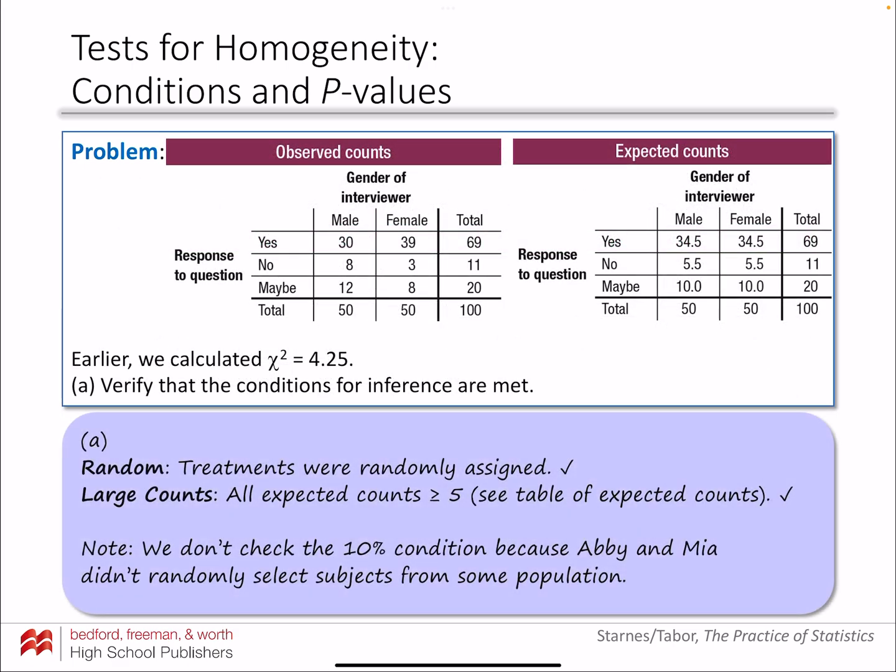In this case, we didn't take separate SRSs. Remember, they did an experiment where they had 100 male subjects, and they randomly allocated them into 2 groups, 50 in each. So 50 were interviewed by a male, 50 by a female, right? So the treatments were randomly assigned. I don't check the 10% condition because I didn't do an SRS. And then I need to check expected counts. They're all at least 5. So those are my conditions.